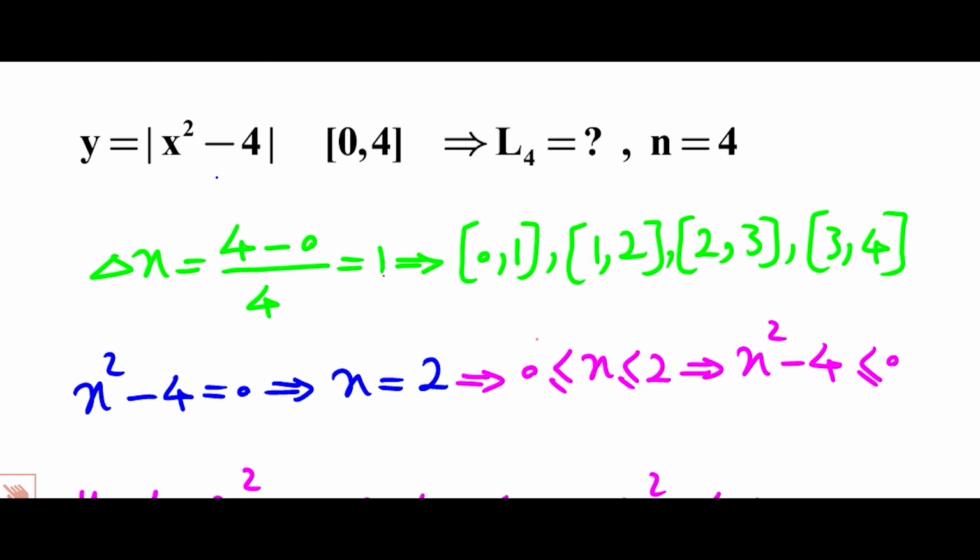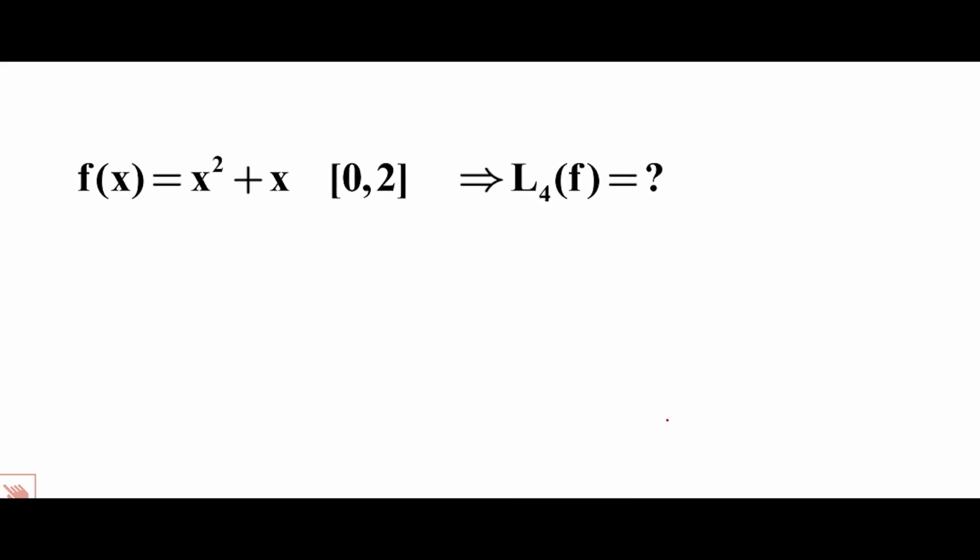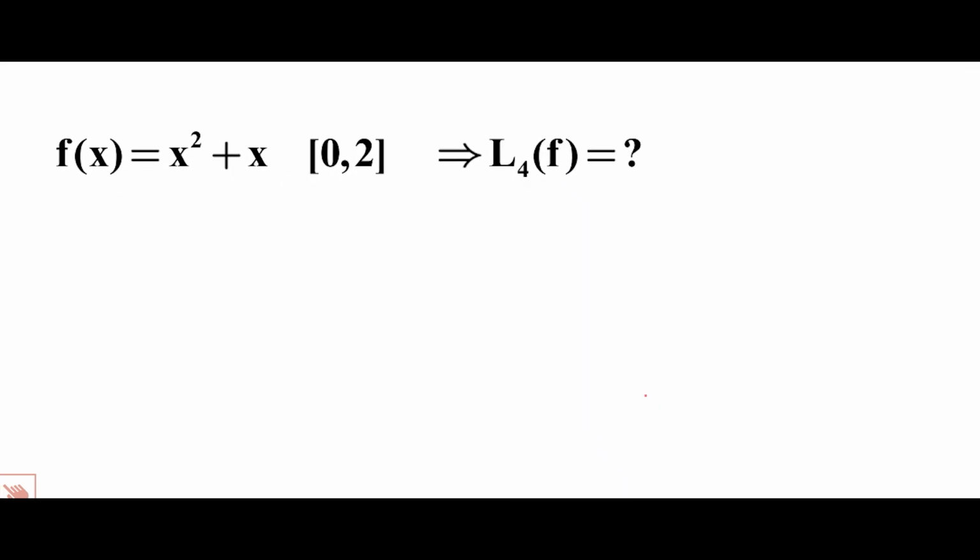Notice that the function changes its behavior at x equals 2. We need to be very careful when picking our minimum values around this point, right? Number 2. Consider the function f of x equals x squared plus x. On the interval 0 to 2, find the numerical value of the lower Riemann sum, L4 of f.